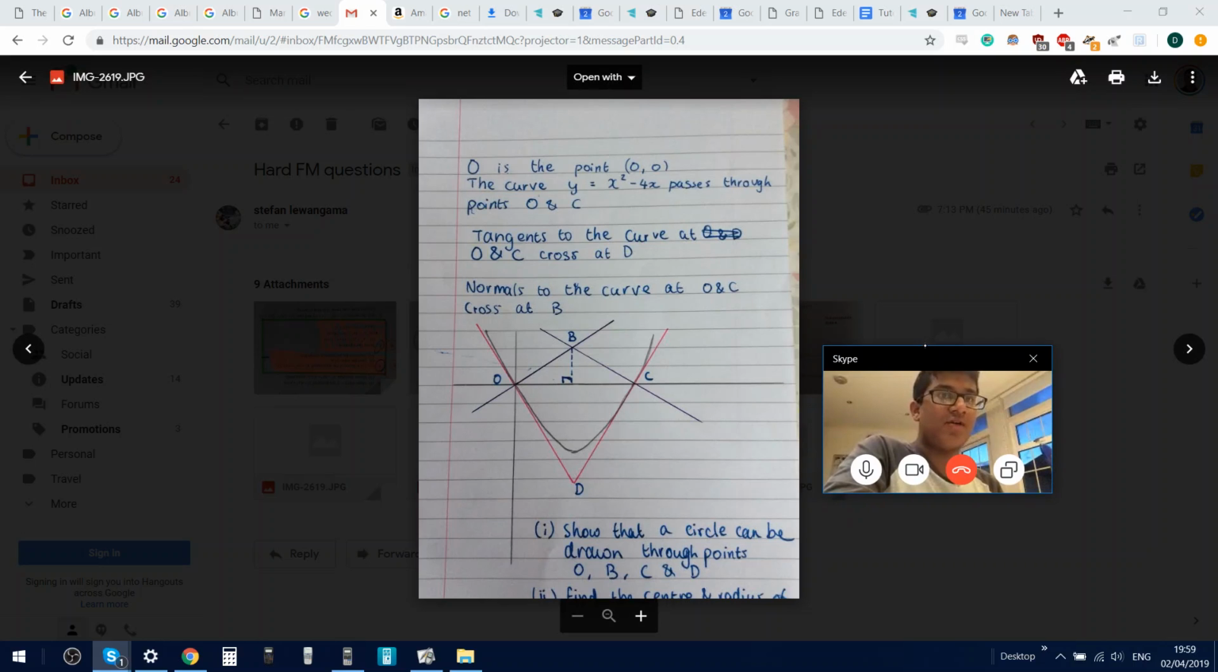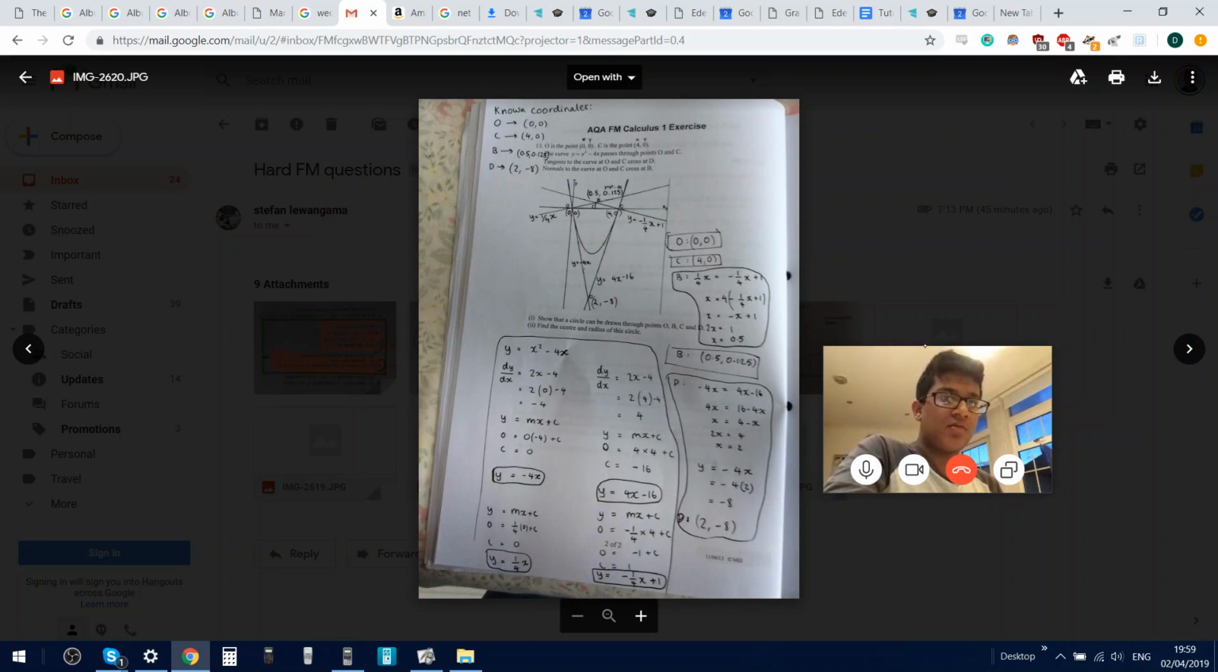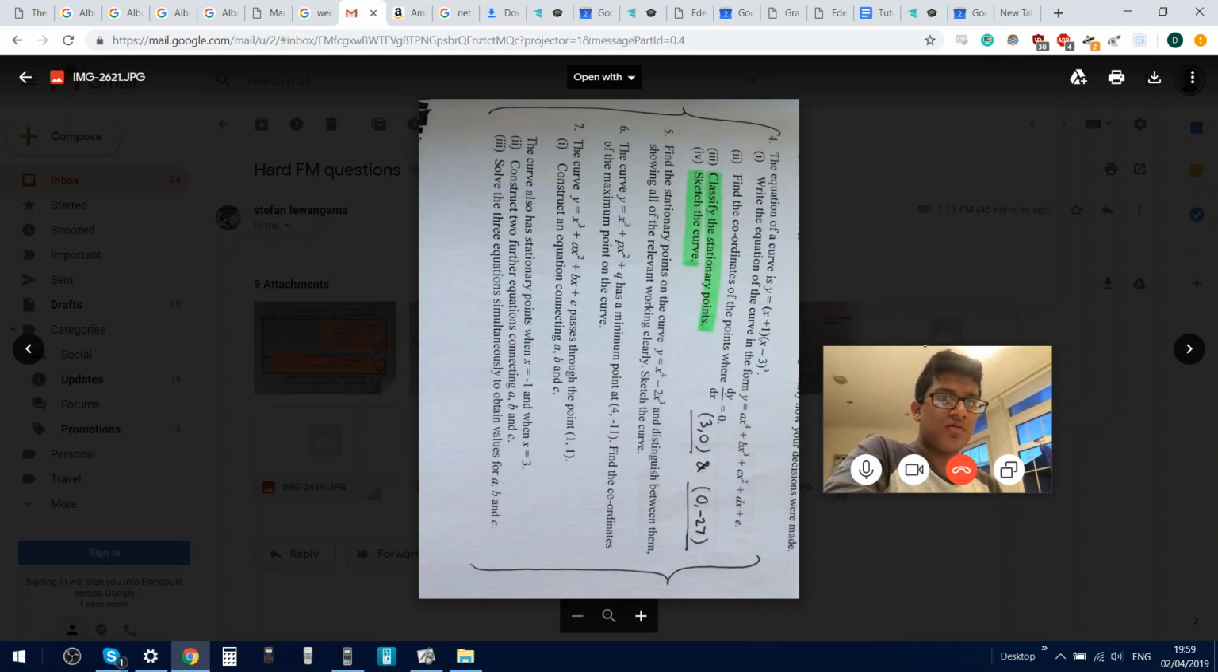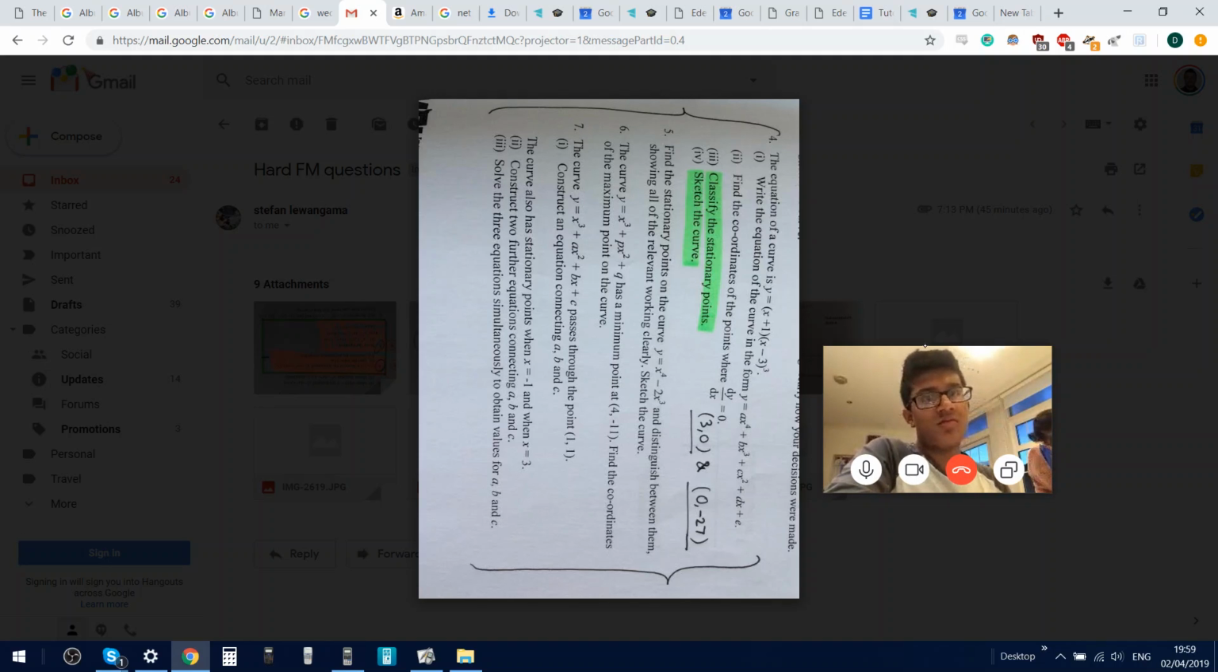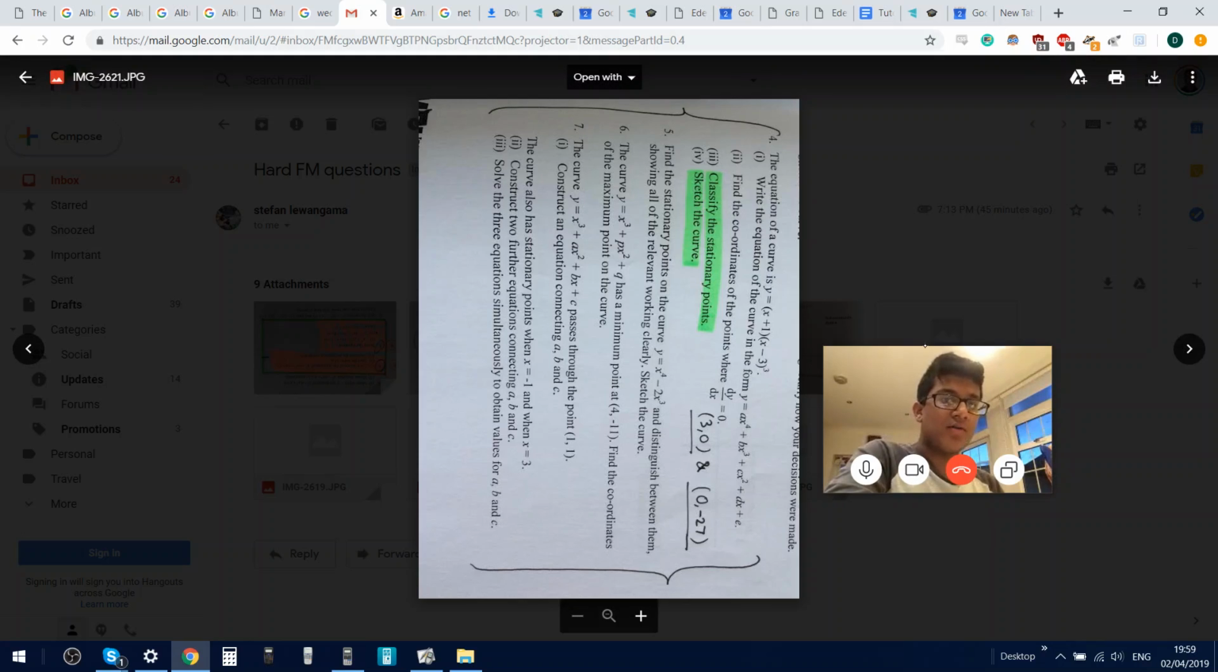Okay, so some of these, there's a lot. We didn't get to everything anyway. A stationary point. Classify the stationary point. You can find the double derivative, and if it's positive, it's a minimum, and if it's negative, it's a maximum.